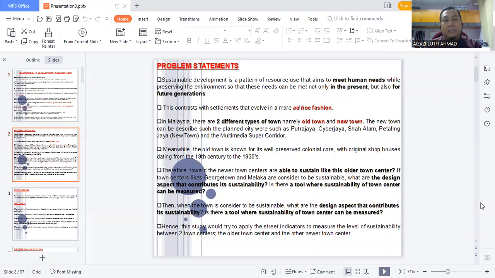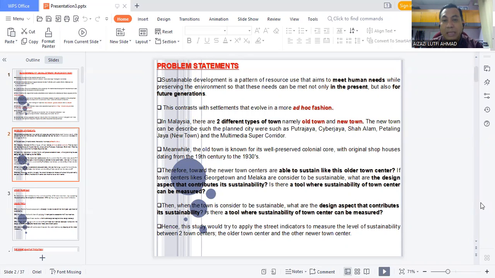For the problem statement, in Malaysia, there are two different types of towns, namely old towns and new towns. The new towns can be described as planned cities such as Putrajaya, Cyberjaya, Shah Alam, Taring Jaya, and others. Meanwhile, the old town is known for its well-preserved colonial core with original shophouses from the 19th century to 1930.